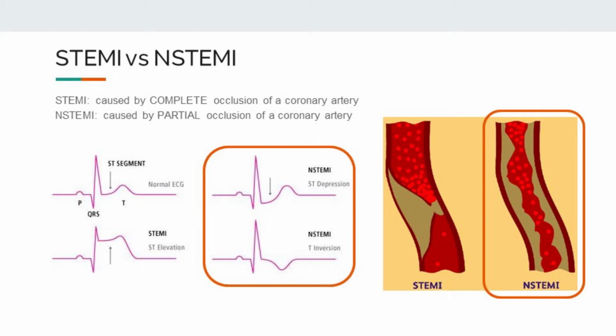NSTEMI is still a heart attack, and although it may not require emergent intervention like a STEMI, it requires urgent intervention. Typically, NSTEMI patients will be admitted to the hospital and taken to the cath lab later in the day or within the next few days.